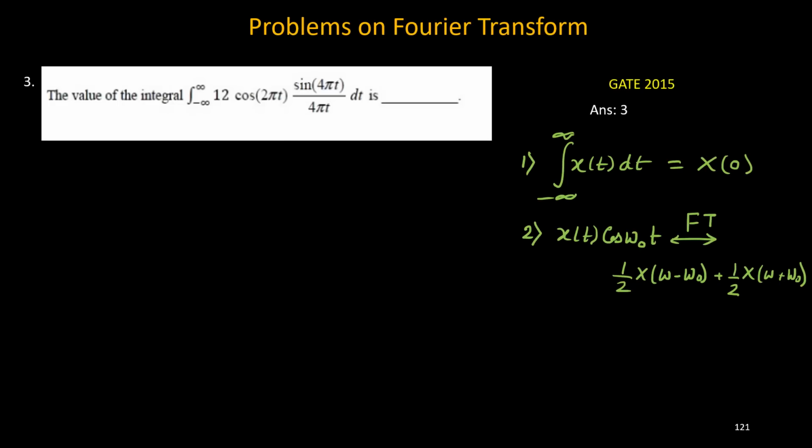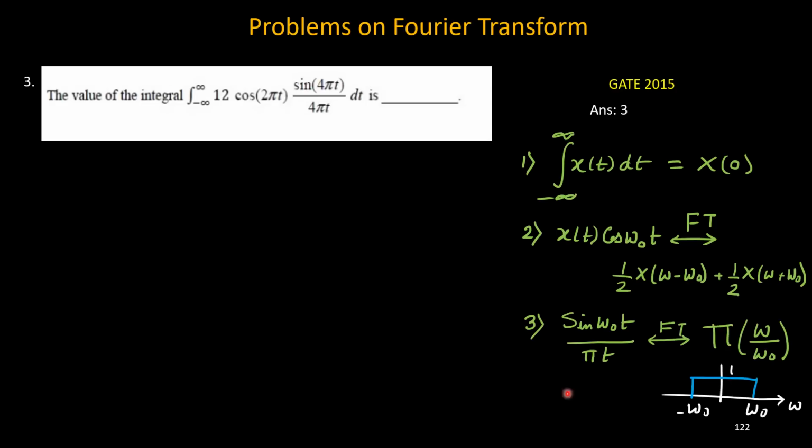So you know that for x(t), its Fourier transform I can write as X(jω) or simply X(ω). We can discard the j. Last, this one: sin ω₀t upon πt. This is not a property, it's one result. The Fourier transform of this function is a rectangular function, in the spectrum.